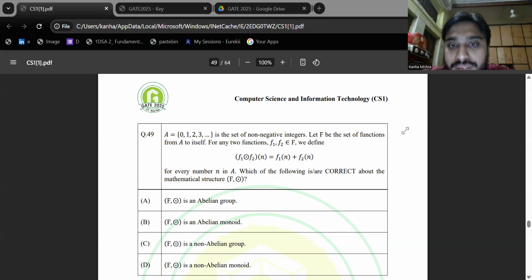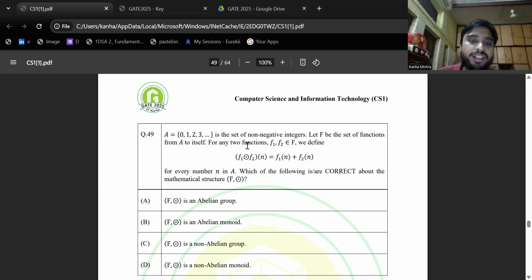Let A be a set of non-negative integers. Let F be a set of functions from A to itself. For any two functions f1, f2 belonging to F, we define f1 ⊙ f2 of n is equal to f1 of n plus f2 of n, for every n in A. Which one of the following statements is correct about the mathematical structure?